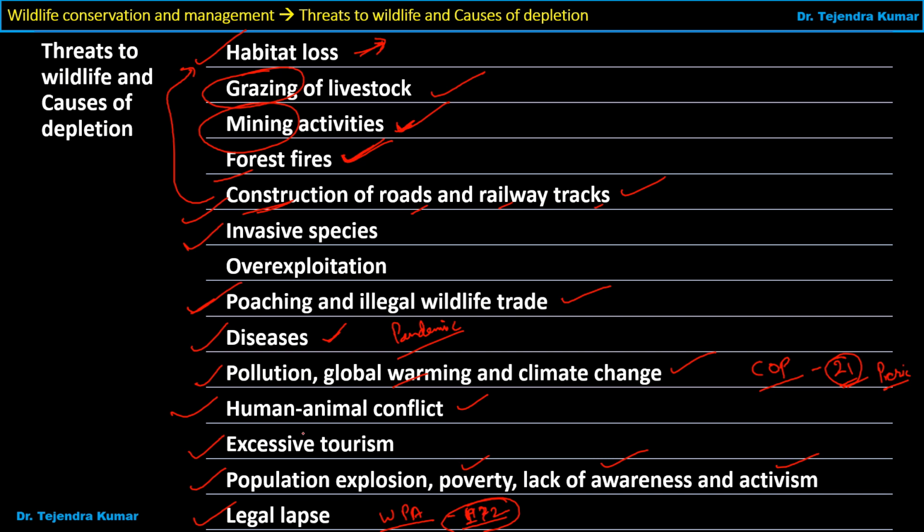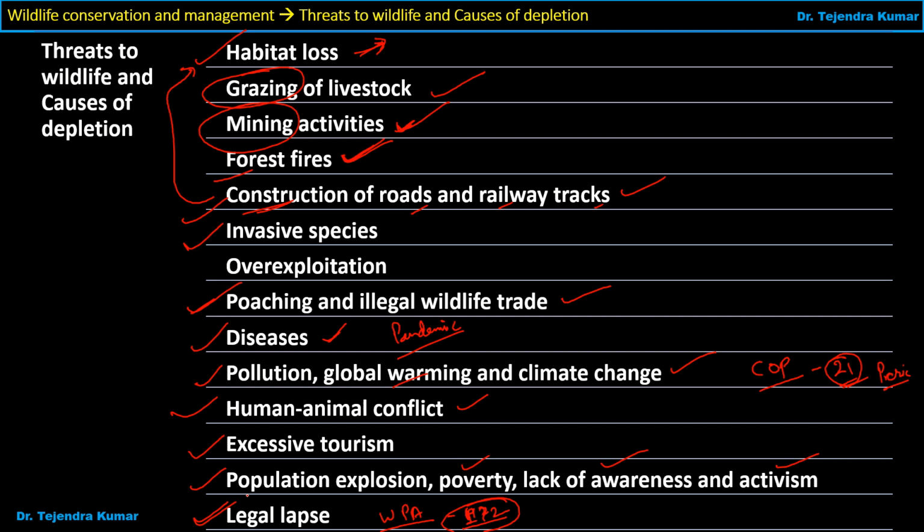Sometimes those who are traders are always finding loopholes in the acts, and they are taking the benefit of those loopholes. Although governments are trying to cover up those loopholes, they are still always trying to find them. So, legal lapse. And even if there are some cases pending against some person, they take the benefit of the pending cases. So there are some loopholes or legal lapses, and these are again affecting wildlife.